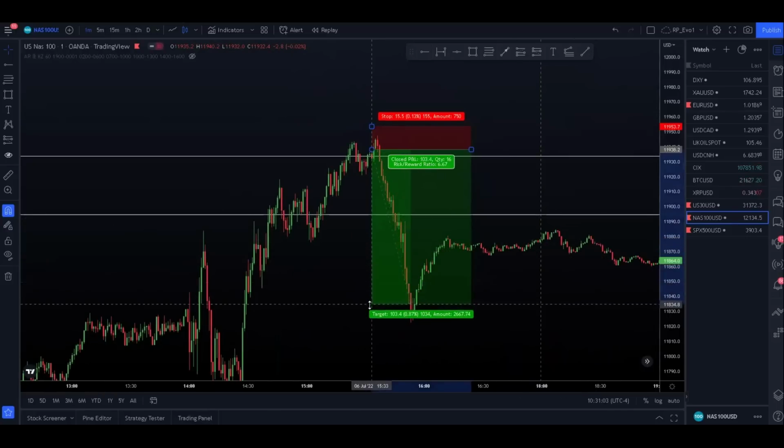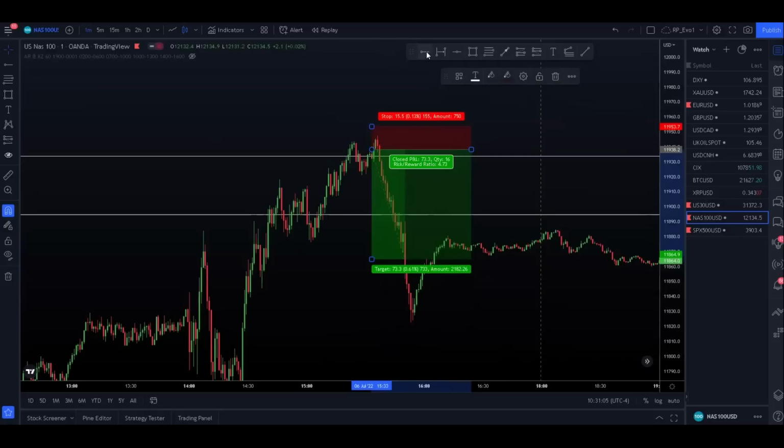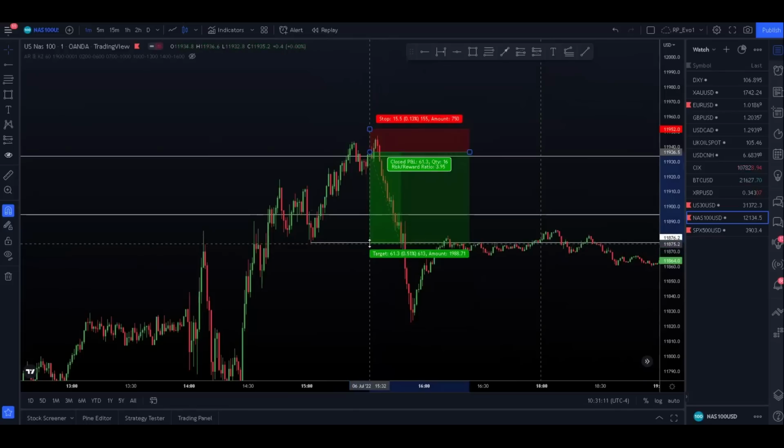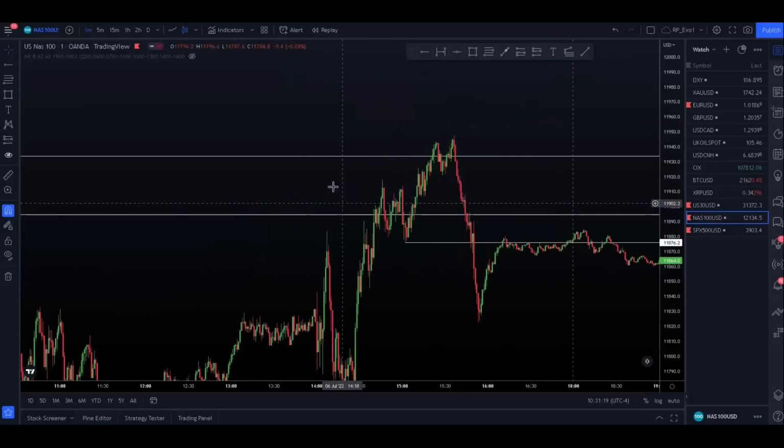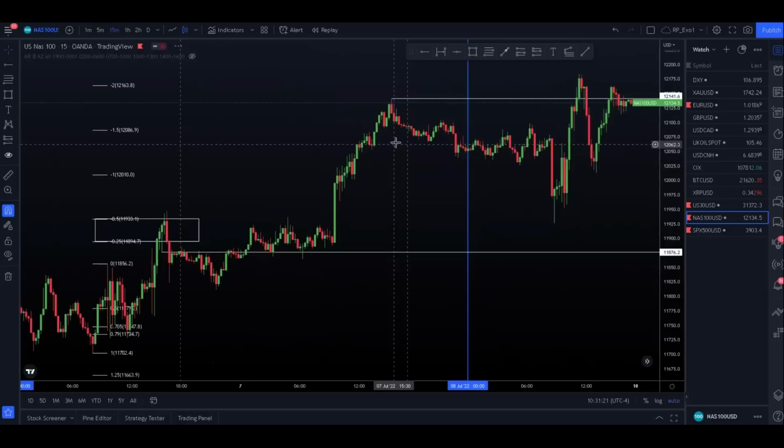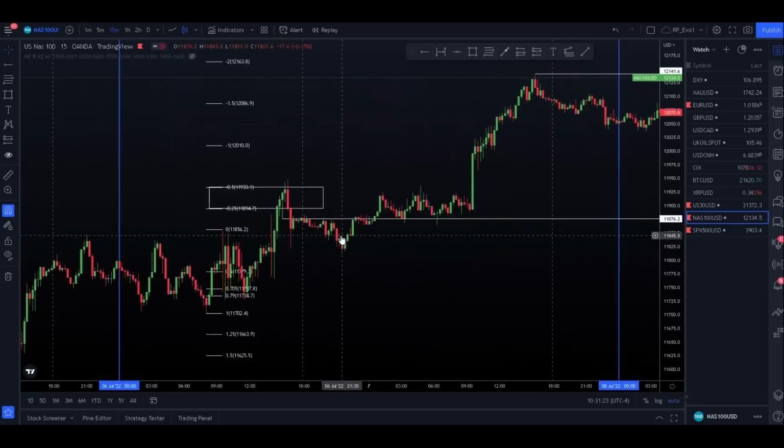And this was a 100-point trade. I mean, if you target this low here, that's like a 4-point trade. So that's what I do. Same example. And if we go back again, this price retraced before going higher.